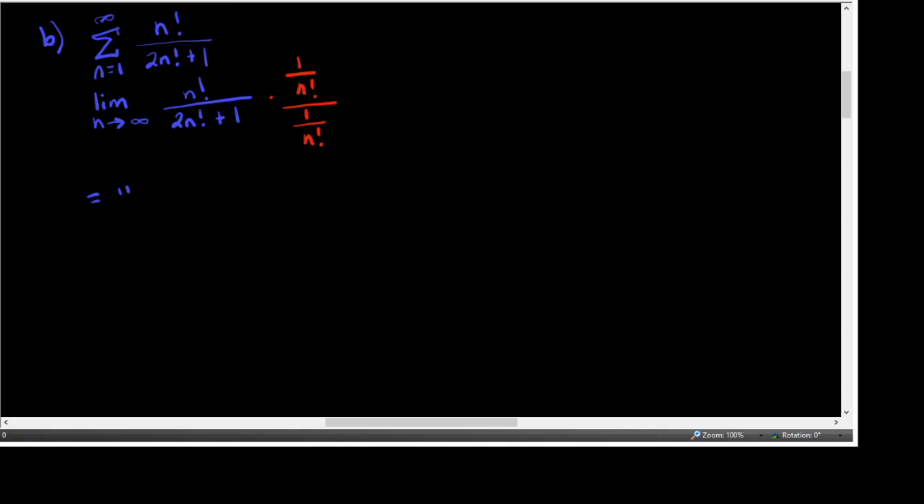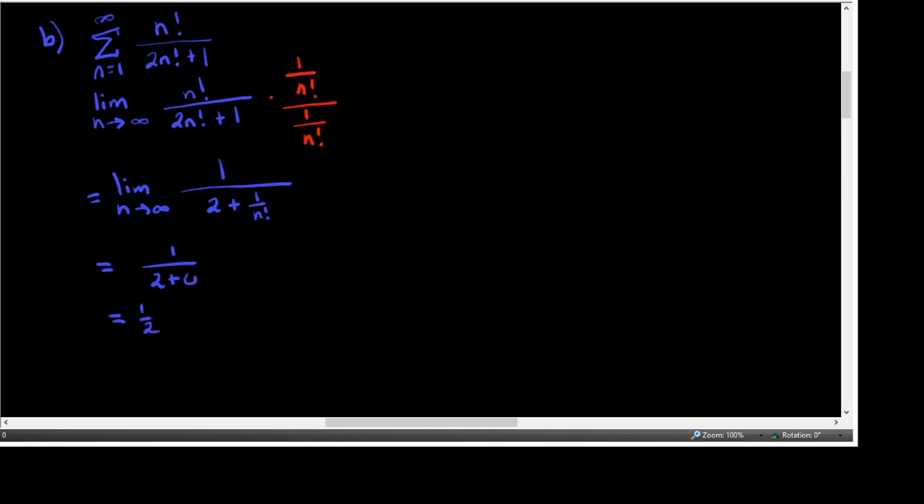And when we do that, n factorial times 1 over n factorial is 1. 2n factorial times 1 over n factorial, and distributing gives us 2, plus 1 times 1 over n factorial gives me that. Now as n goes to infinity, n factorial grows really rapidly. It goes to infinity, and the constant 1 over that infinitely large thing is headed towards 0. The limit of each of those constants is that constant, and this ends up being 1/2.